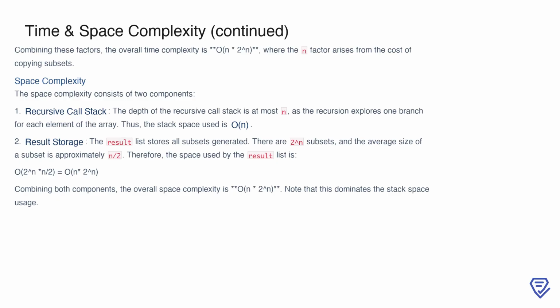The space usage consists of 2 main components. First, the recursive call stack. Since the recursion explores one branch for each element in the array, the maximum depth of the stack is n, making this component O(n). Second, the space required for result storage. The result list stores all 2^n subsets, where the average size of a subset is approximately n/2. When you multiply the number of subsets by their average size, the space required for result storage is O(n*2^n). Combining these two components, the overall space complexity is also O(n*2^n). It's important to note that the result storage dominates the stack space usage in this case.